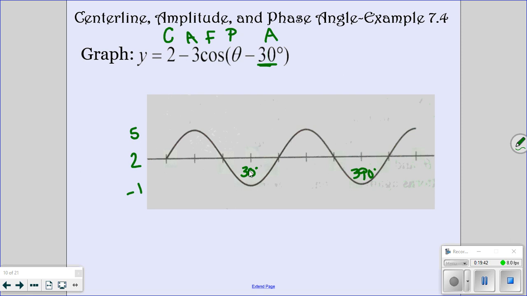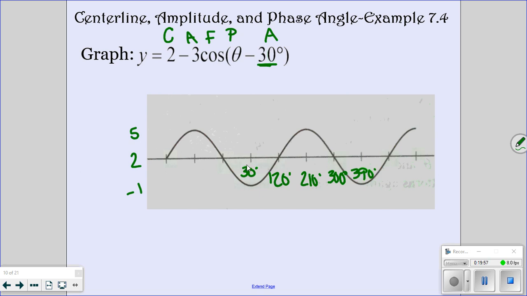So if I add 90 degrees, I get to 120. If I add another 90, I get to 210. If I add another 90, I get to 300. And then if I add another 90, I get to my 390.